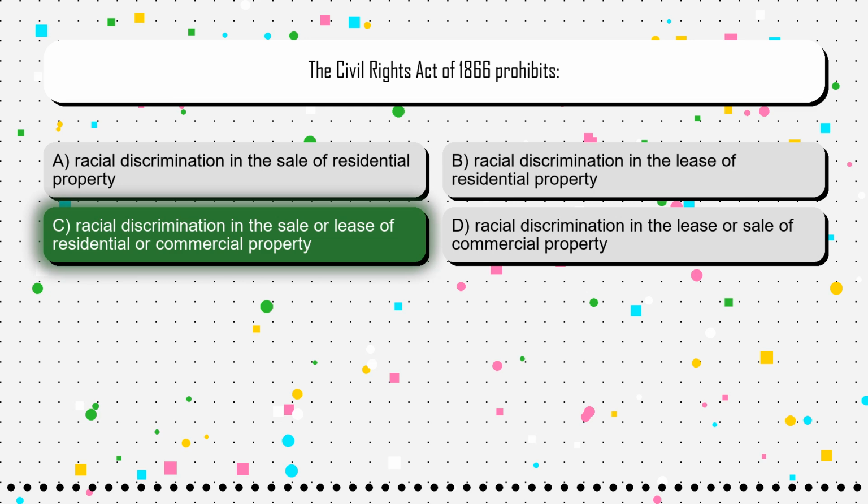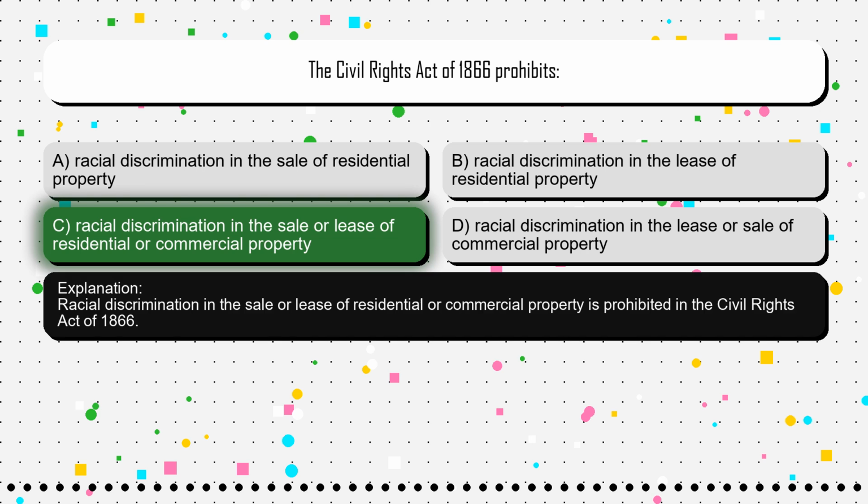The correct answer is option C, racial discrimination in the sale or lease of residential or commercial property. Racial discrimination in the sale or lease of residential or commercial property is prohibited in the Civil Rights Act of 1866.